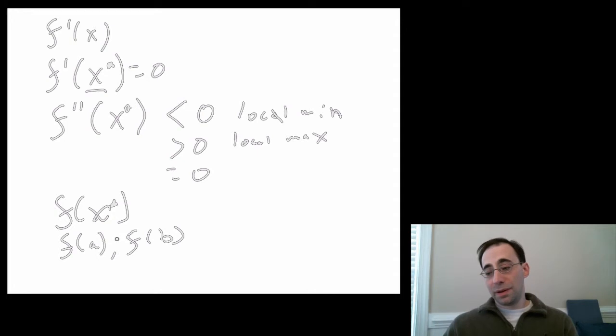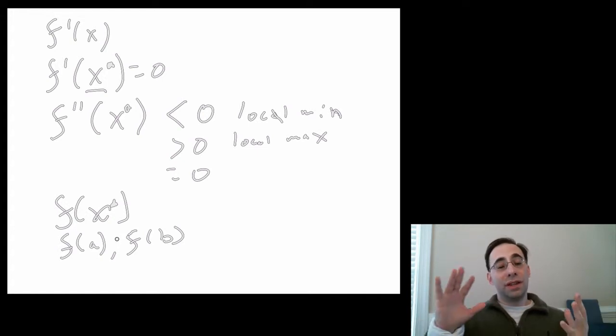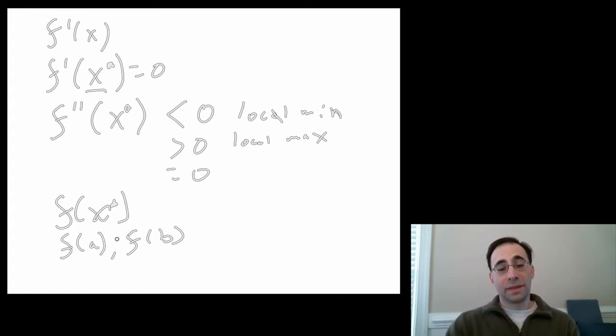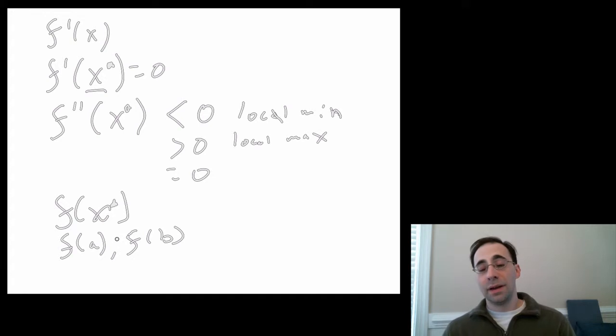From this group, from each of the f of x stars and f of a and f of b, the boundaries, you find the smallest value of the function, that's the global minimum, and you find the largest value of the function, that's the global maximum. It might occur at a local minimum or maximum, or, sorry, it might occur at a boundary point. You will find that by comparing the values of the function directly. And that's it. That's all you have to do.